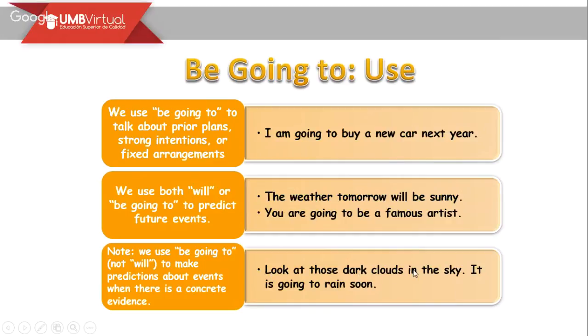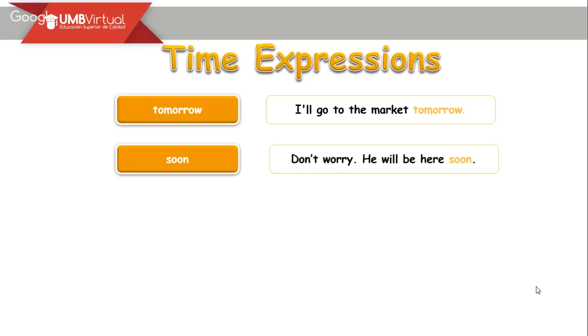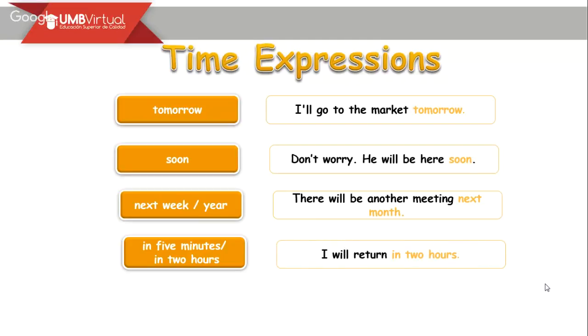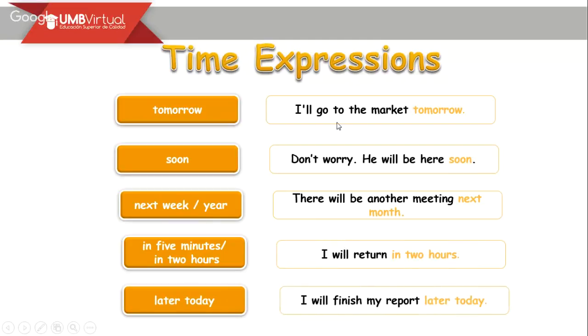Look at those dark clouds in the sky. It is going to rain soon. These time expressions will help us to know that we are talking about the future. For example, tomorrow, soon, next week, next year, in 5 minutes, in 2 hours, later, today. But all of them have in common that they are expressing some things that we are going to do in the future.